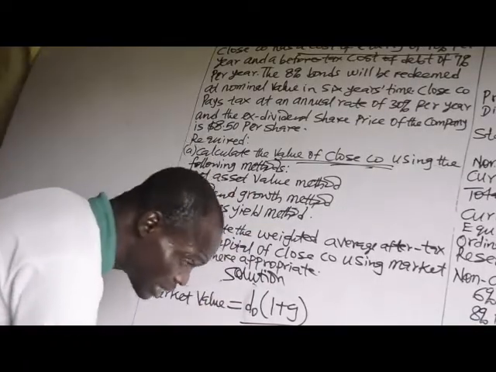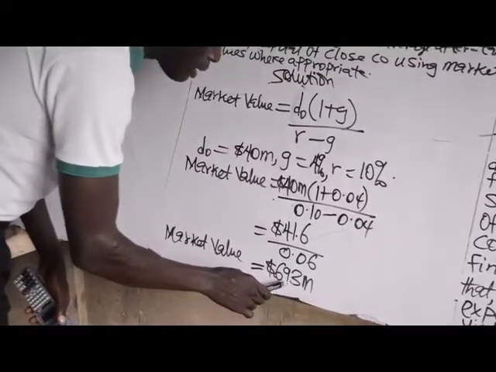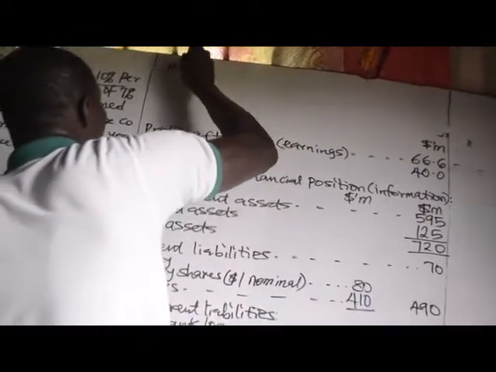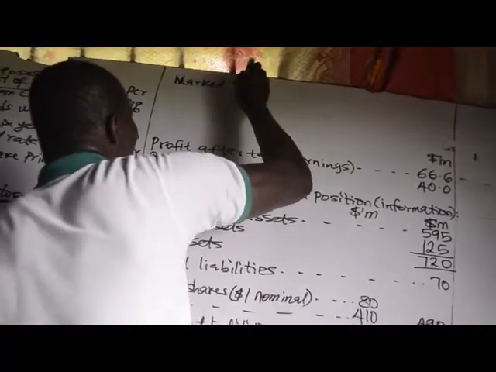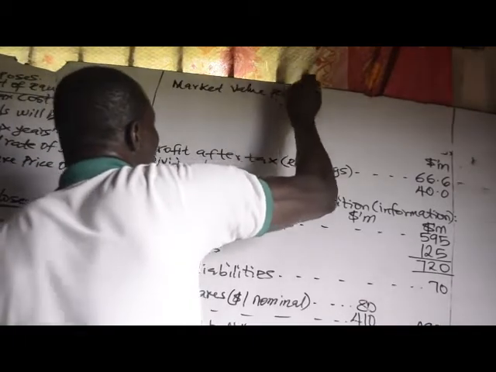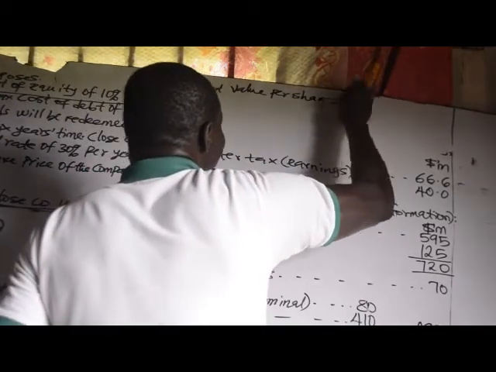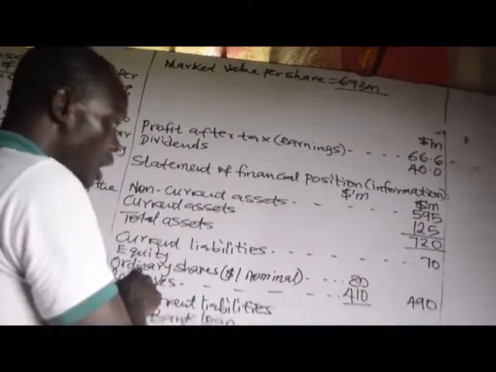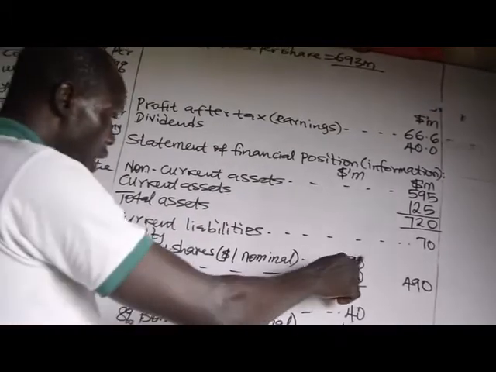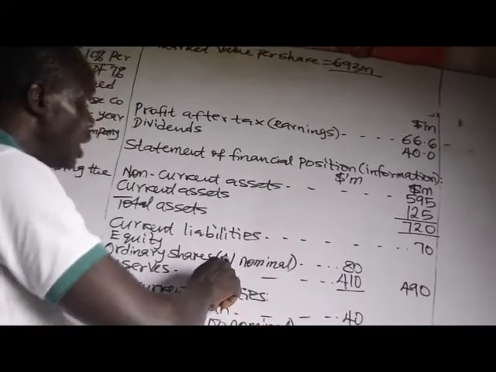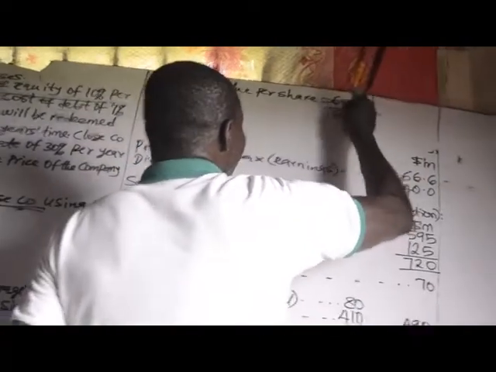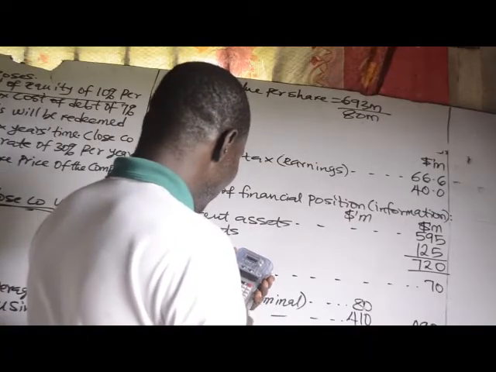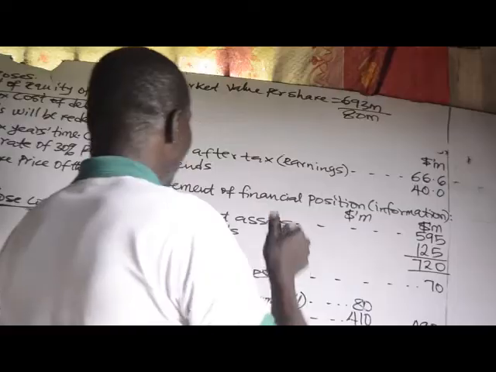If the total market value is 693 million, how much is the market value per share? So market value per share will be 693 million divided by the number of ordinary shares. Our ordinary shares is 80 million divided by 1, which is still 80 million. So 693 divided by 80 gives us 8.66.